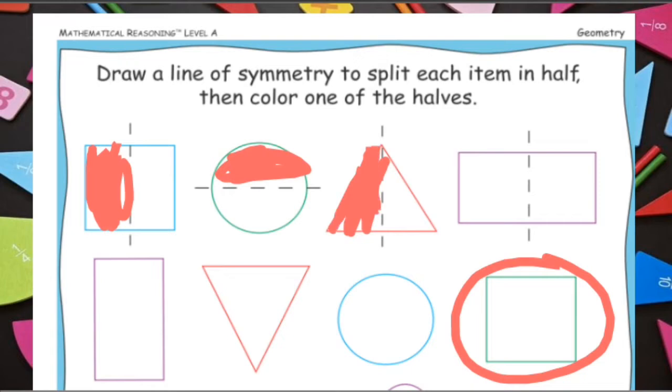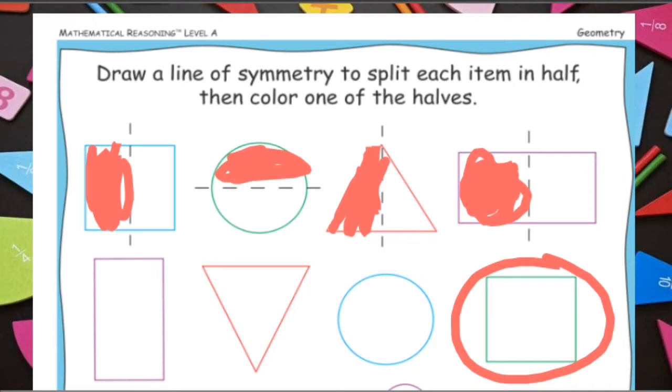Good. Look at this rectangle, you can see the line of symmetry is what? Dividing the shape into two equal halves. So we now have what? Two squares. When the line of symmetry divides a rectangle into two equal halves, we have what? Two squares, two equal squares. Alright, so let's color one of them. Good. Clap for yourself. Okay, now let's do this together.